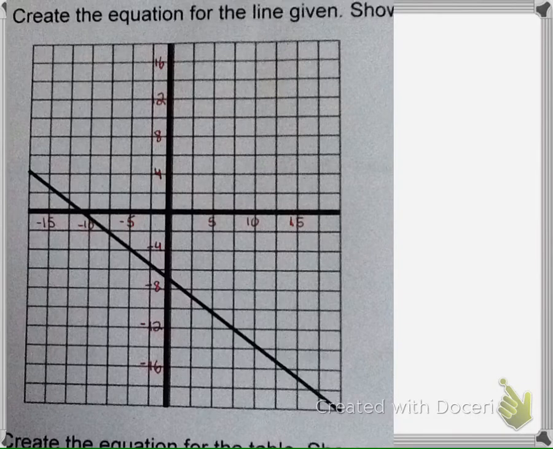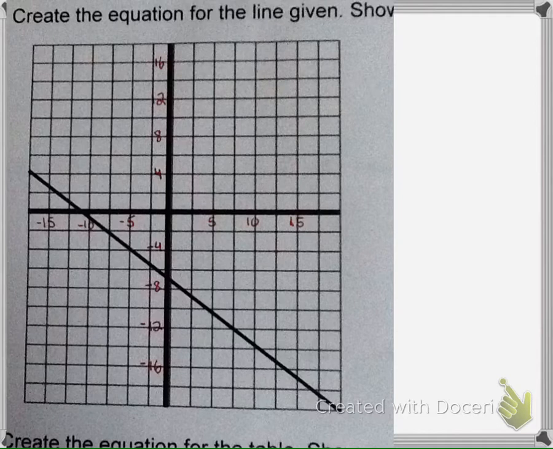First one, just like yesterday, is to create an equation of the line given. So again, you want to find two spots where your line's going through grid points perfectly. There are several on this one. Looks like you could use this point, this one, and this one, and this one, and this one. As long as you used one of those that go through the grid line pretty perfectly, you are okay.